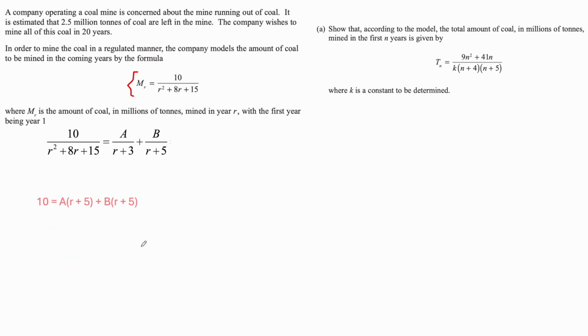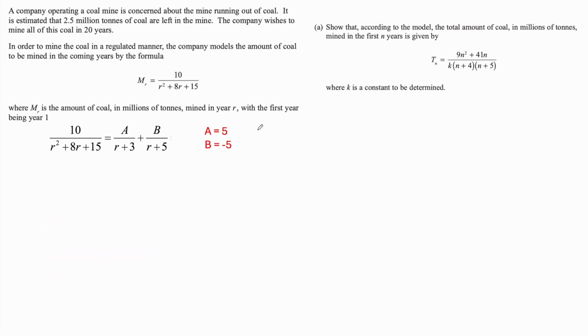And we'll do the exact same for the next part. We'll do r equals minus 3. And then you've got 10 equals A(minus 3 plus 5) plus B(minus 3 plus 3). So the B will cancel out and you're left with 10 equals 2A and A equals 5. Okay, so our A is 5 and our B is minus 5, and we can put that back into this equation. And then we can rewrite this formula as 5 with the bracket 1 over r plus 3 minus 1 over r plus 5.